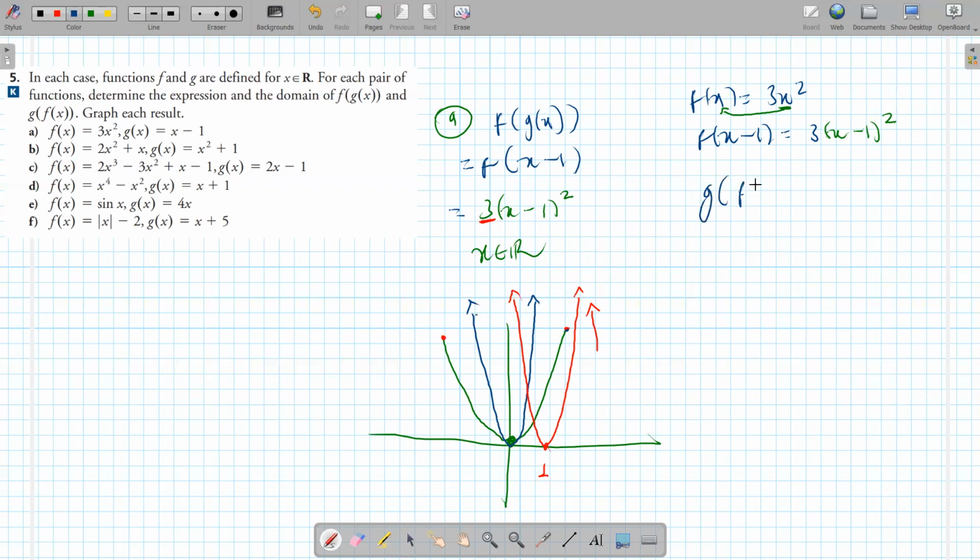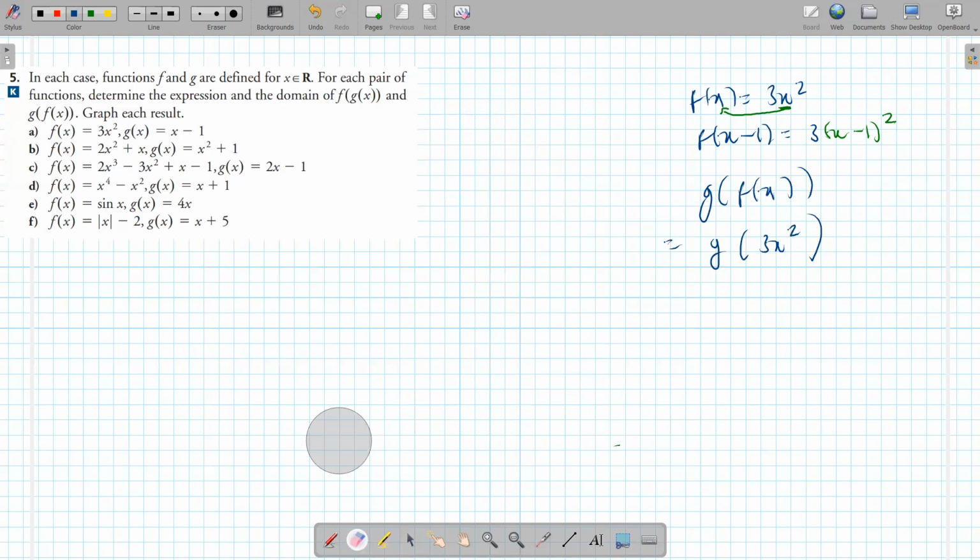We can also go the other way around. We can do g of f of x. G stays on the outside. f of x is 3x squared. So if g of x is x minus 1, what's g of 3x squared? Again, you're just going to replace the x with what's in this bracket. So replace x with 3x squared, and then the minus 1 is still on the outside.